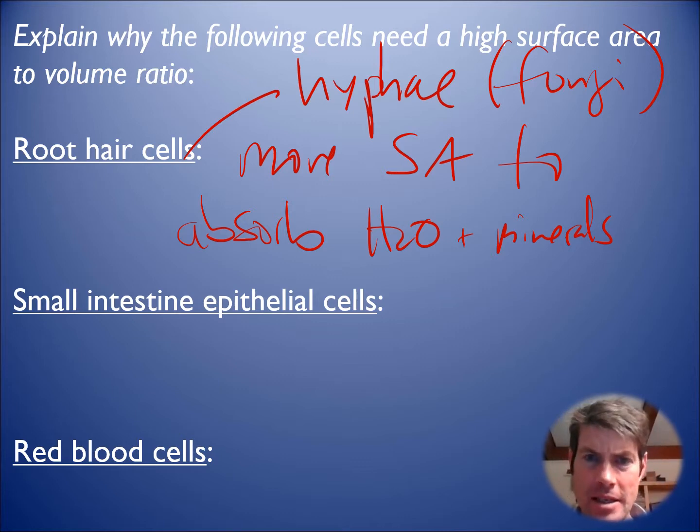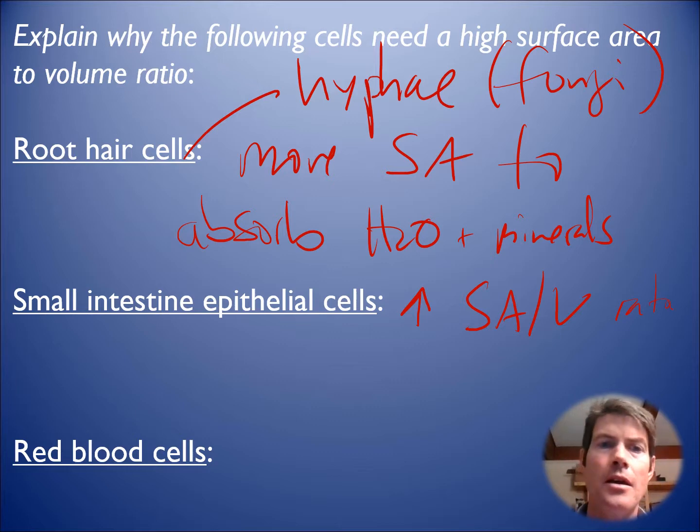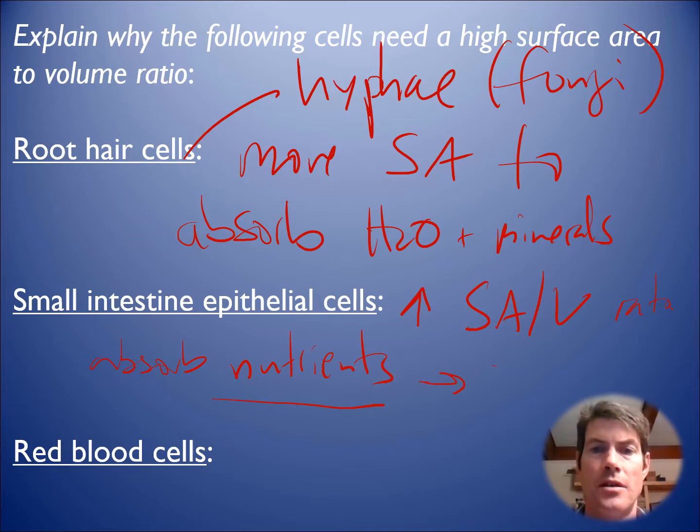And of course, small intestine, again, increased surface area. Well, they increase surface area to volume ratio to absorb, I'll use a fancy word for food, nutrients, okay? So they can go into the blood. So they need to be exposed to the membranes of your cells so they can get in there.